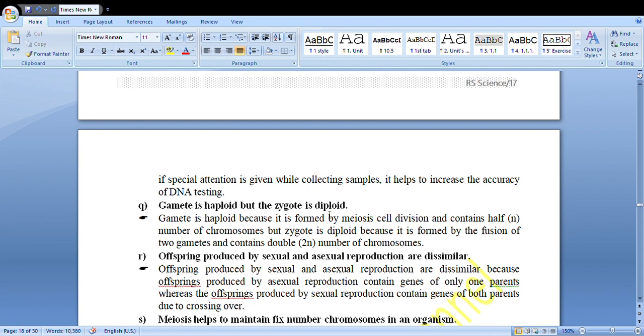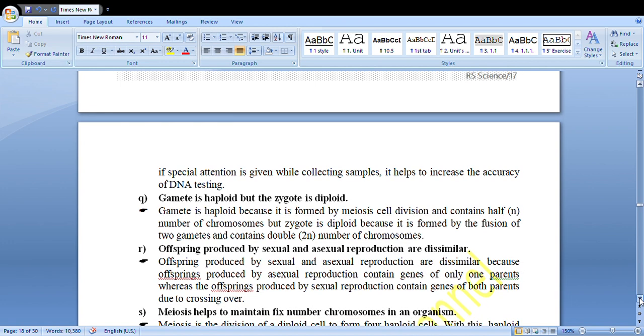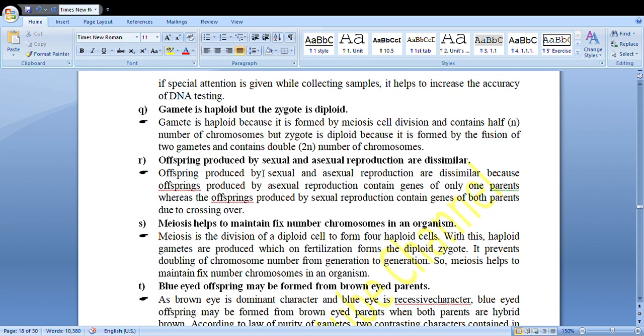Gamete is haploid but zygote is diploid because a gamete contains half the number of chromosomes, only n chromosomes, but a zygote contains the double or full set of chromosomes, 2n. That's why zygote is diploid. Offspring produced by sexual and asexual reproduction are dissimilar because offspring produced by sexual reproduction contain the genes of both parents, whereas offspring produced by asexual reproduction contain genes of only one parent.